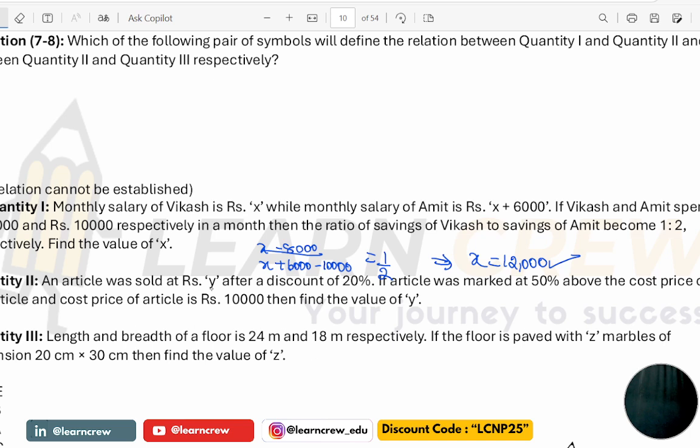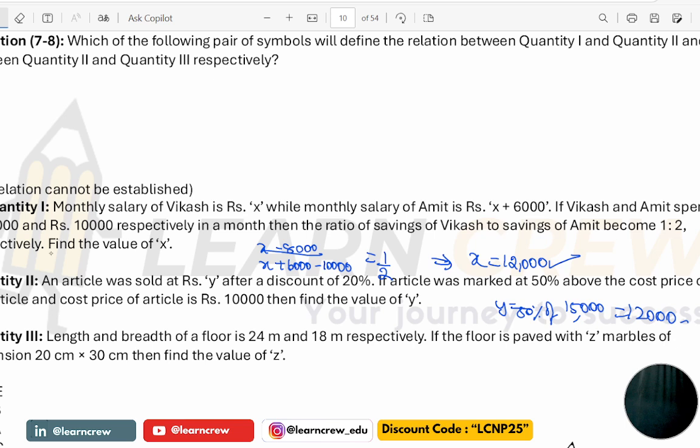An article is sold at 5 rupees after a discount of 20%. If the article was marked at 50% above the cost price and the article's cost price is 10,000, thereby the market price will be 15,000. Market price 15,000 means 80% of MRP would be y. So y would be 12,000. So x is equal to y.